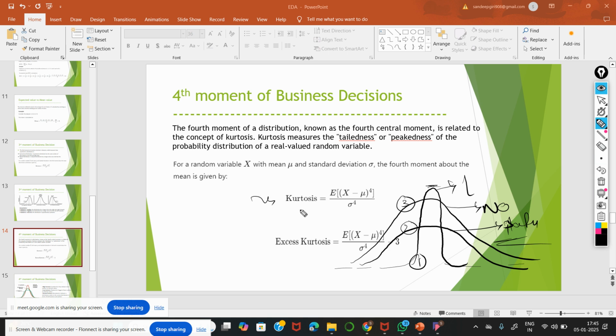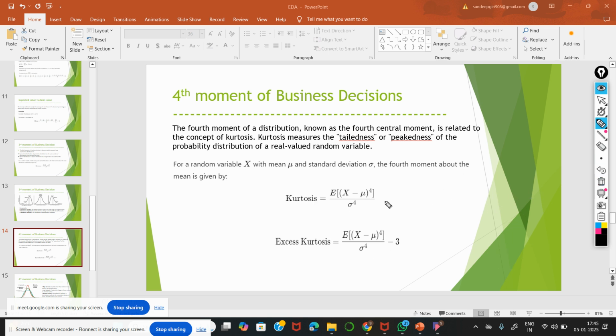Even if you have not found out the formula or used the function, you can also decide by looking at the graph. Anyway, the kurtosis formula is given like this. Remember, in the previous skewness formula there was a cube, here there is a power of 4. So remember it as the fourth moment.